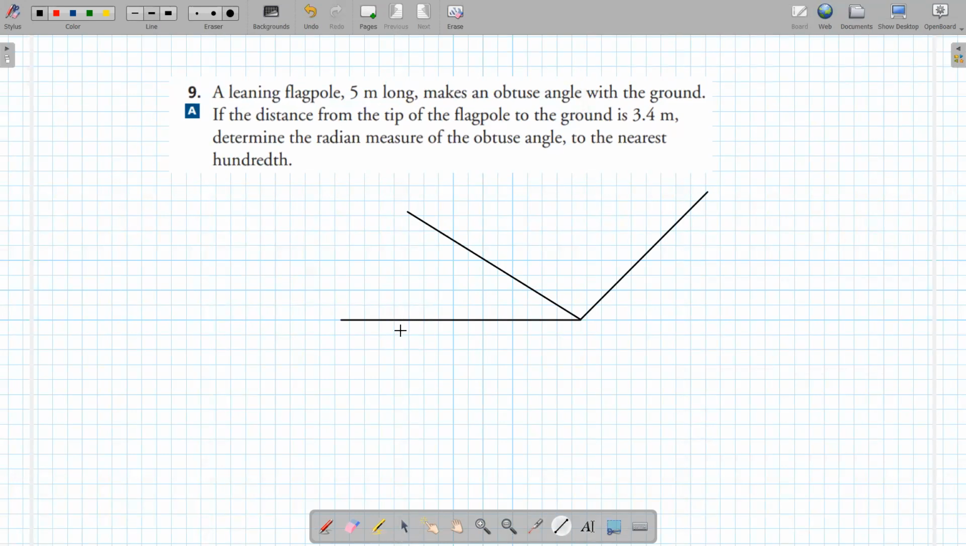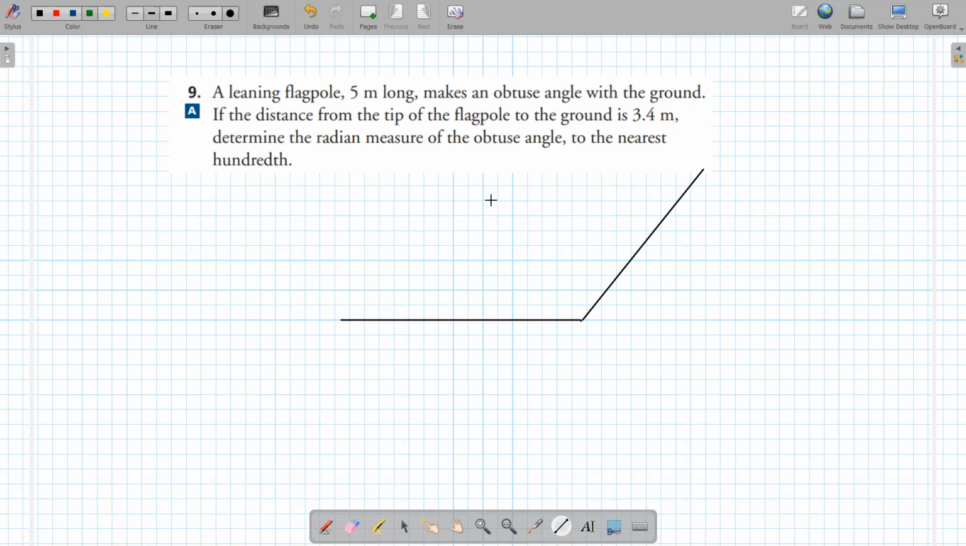You know what obtuse is? Obtuse is more than 90, less than 180. It's gonna be going outwards. Yeah, it's gonna be tilted to the right, like this one, because the other one would be an acute angle. So this is what we have.